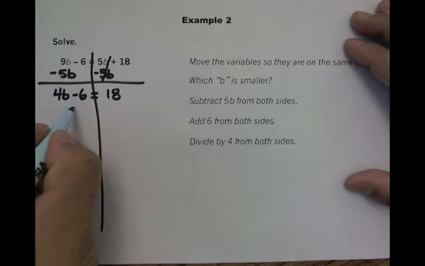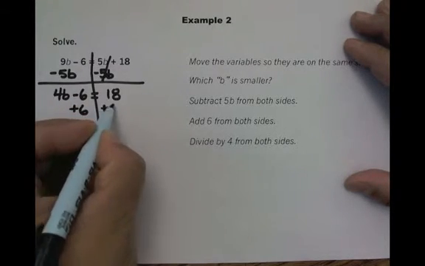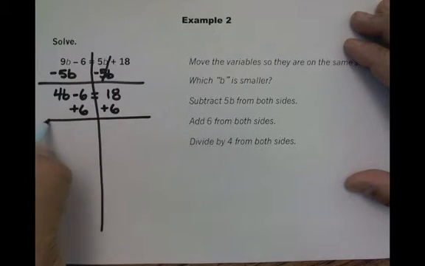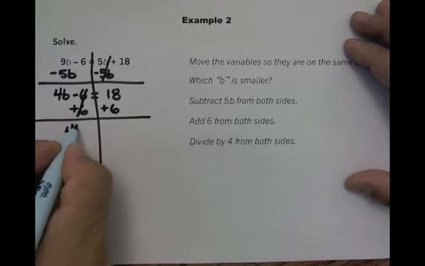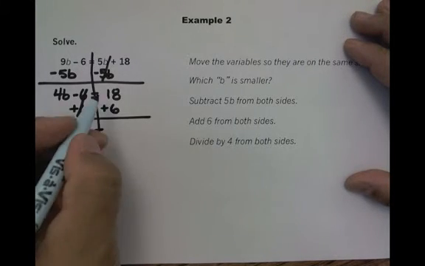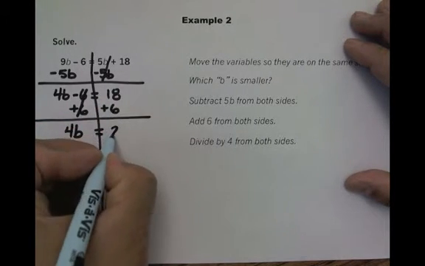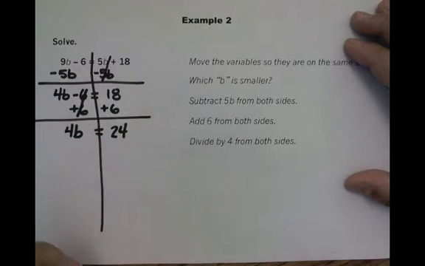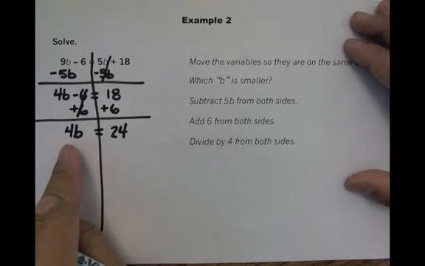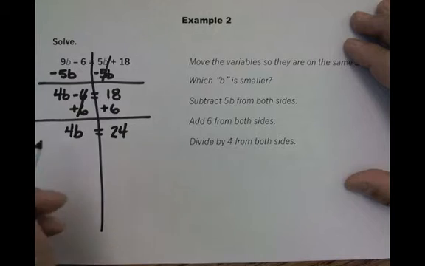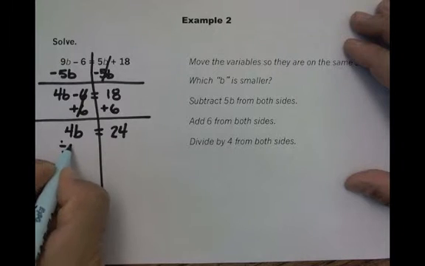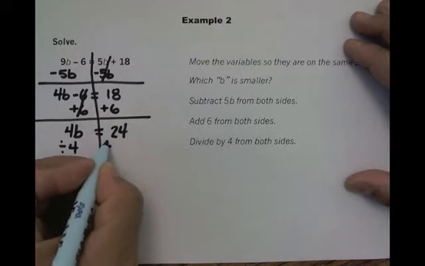The opposite of subtract 6 is add 6. Whatever I do to one side, I have to do to the other. 6 minus 6 cancels out. I bring down the 4b. And then 18 plus 6 is 24. Cover the b again. I have to get rid of the 4. I remember 4b means times. So the opposite of times is divide. So I have to divide both sides by 4.